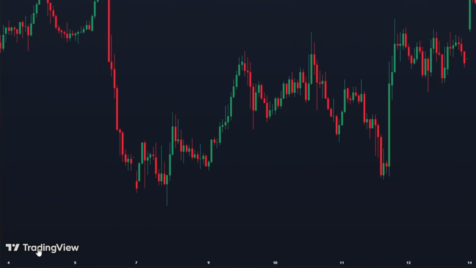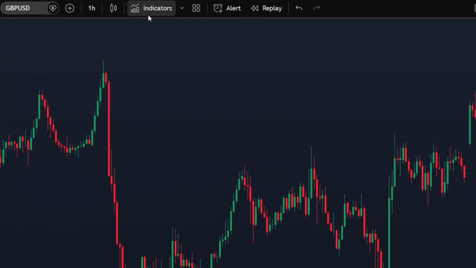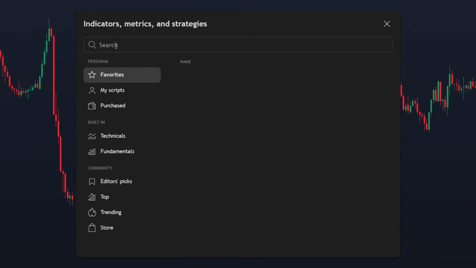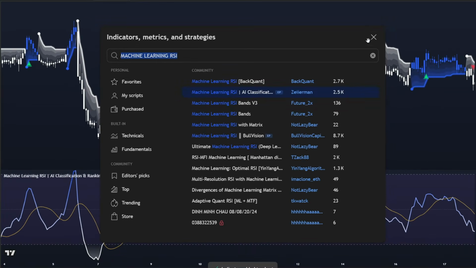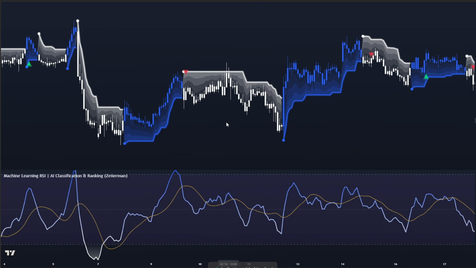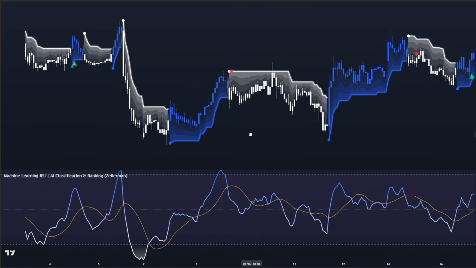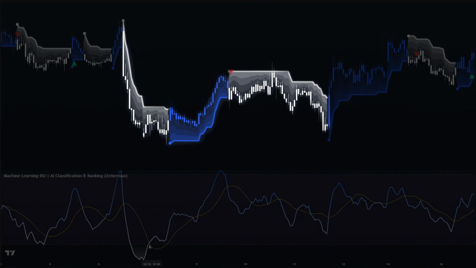So I'm on TradingView, go to Indicators, and search for Machine Learning RSI AI classification. This is the new indicator from Zieman. Add it to the chart because this is not a normal RSI. It is an RSI that actually has the ability to adapt and learn.